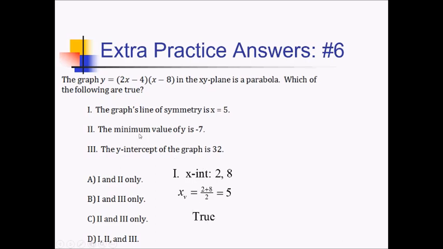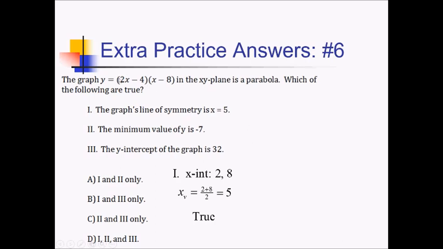Moving on now, the minimum value of the graph is negative 7. Well, the minimum value is going to happen at the vertex. It could be the max value as well. The vertex is where everything turns around. It's either at the top of the parabola or the bottom, depending which way your parabola is facing.